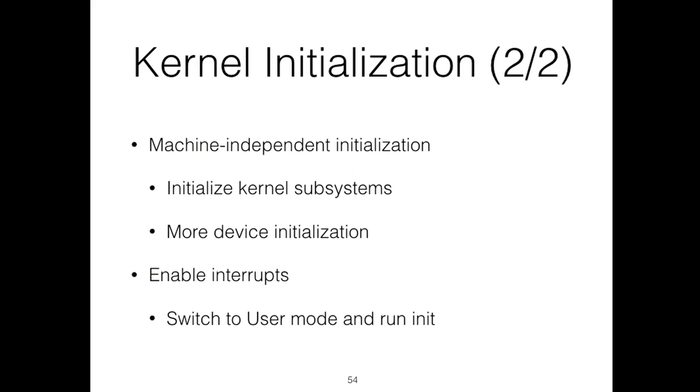Once you do all that machine-specific stuff, you get into the machine-independent part of the kernel. This is where you initialize the various kernel subsystems and do more device initialization. There's a lot of stuff that happens here, and I'm not really going to talk about it. If you look at chapter, what chapter is it, George, 20 or something? It's always the last chapter. So the last chapter of the FreeBSD design and implementation book has pretty detailed information on what happens when FreeBSD boots up.